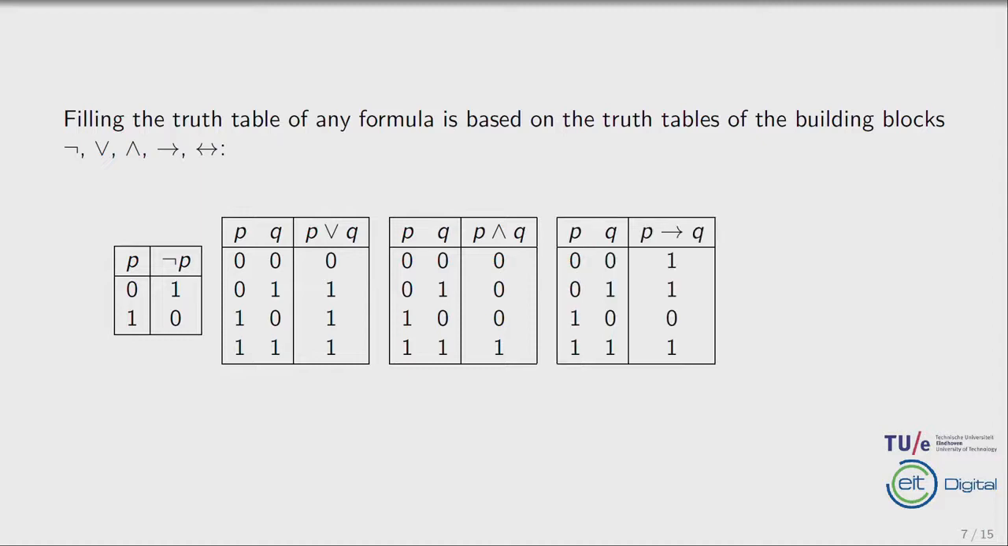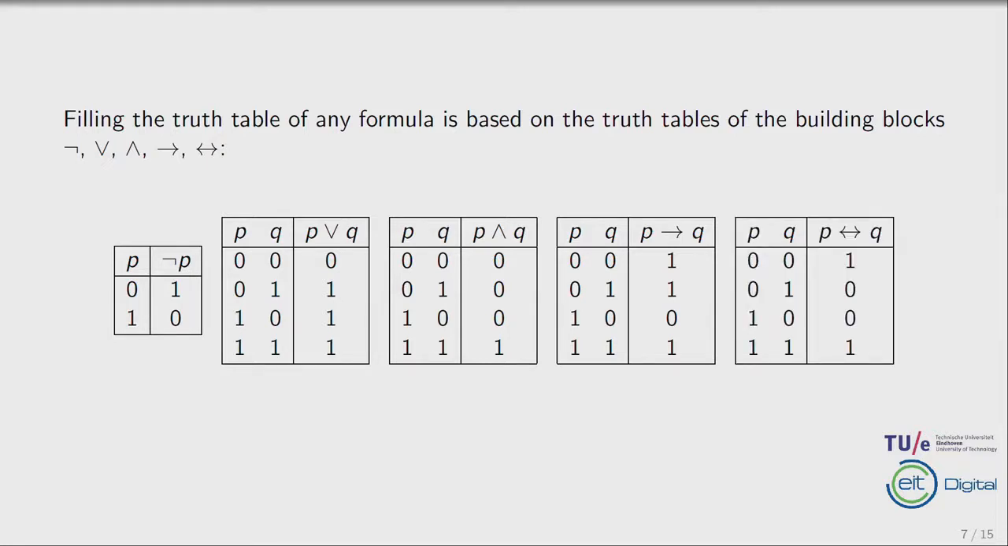For the implication, P implies Q is the same as not P or Q, so that means it yields false if P is true and Q is false, and in all other cases it yields true. And bi-implication yields a 1 if P and Q have the same value, and a 0 if P and Q have different values. And based on these building blocks we can make the truth table of an arbitrary formula.